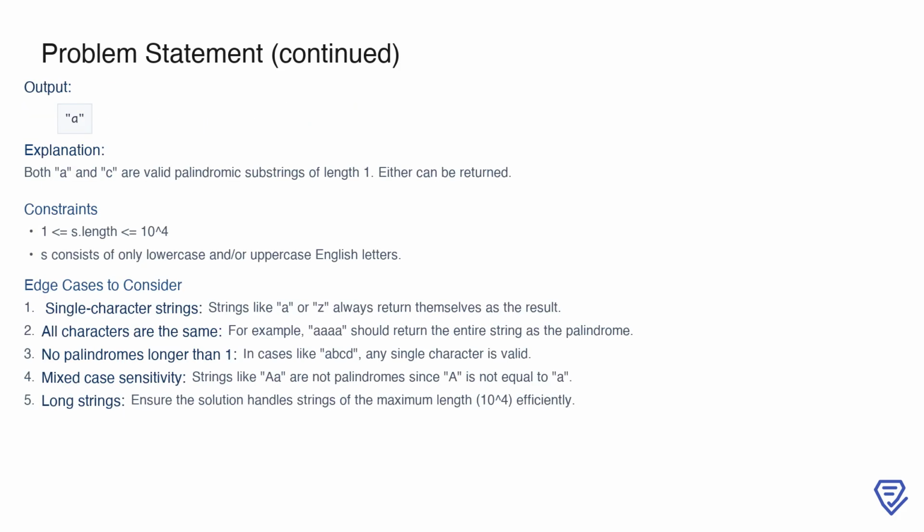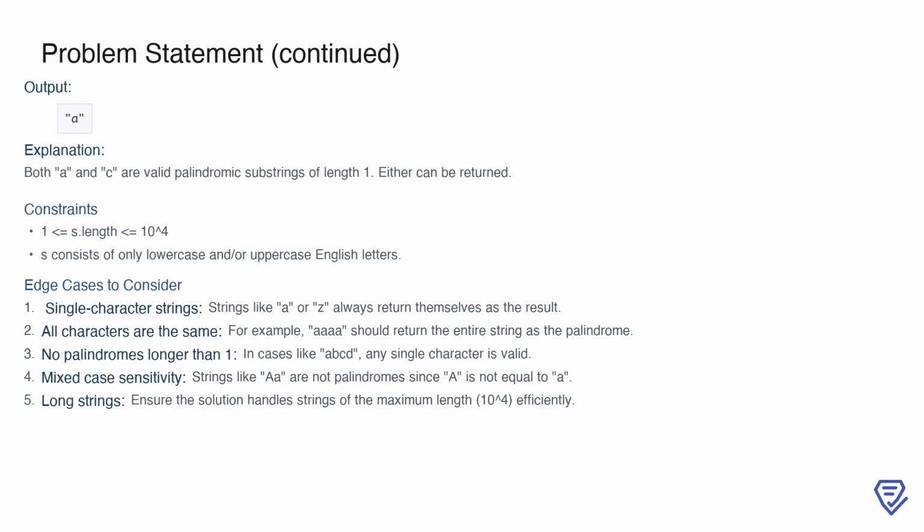Finally, let's review the constraints and edge cases you should consider while solving the problem. The string length will range from 1 to 10,000 characters, so your solution must be efficient enough to handle very large inputs. Additionally, the input only consists of English letters in both lowercase and uppercase, meaning case sensitivity is important. For example, Aa is not a palindrome.